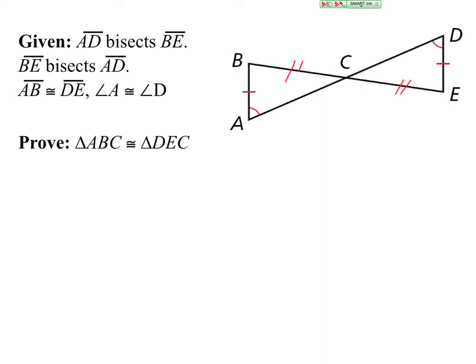And off to the side here, I'm going to just put S. That's a pair of sides congruent. We've got 1 out of 6. Let's get going.